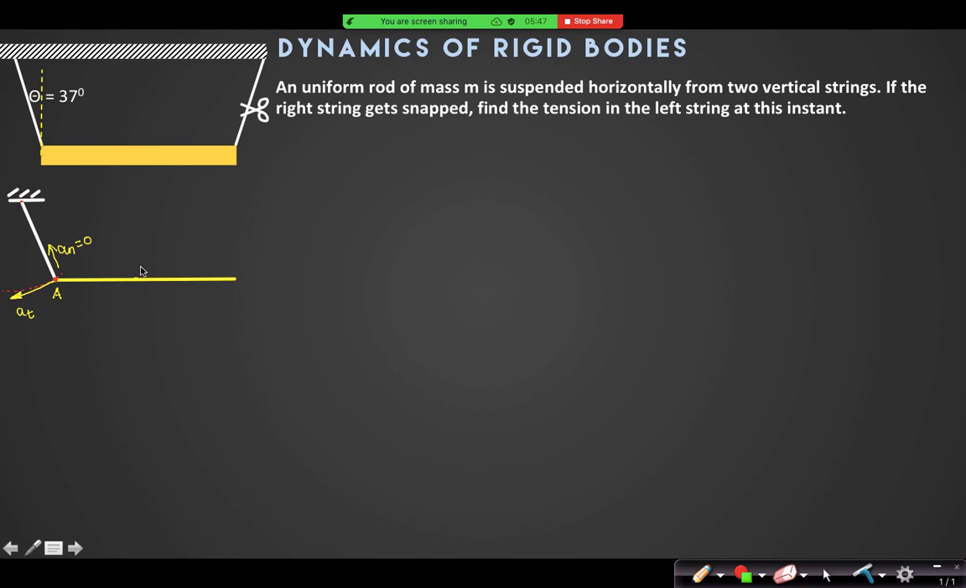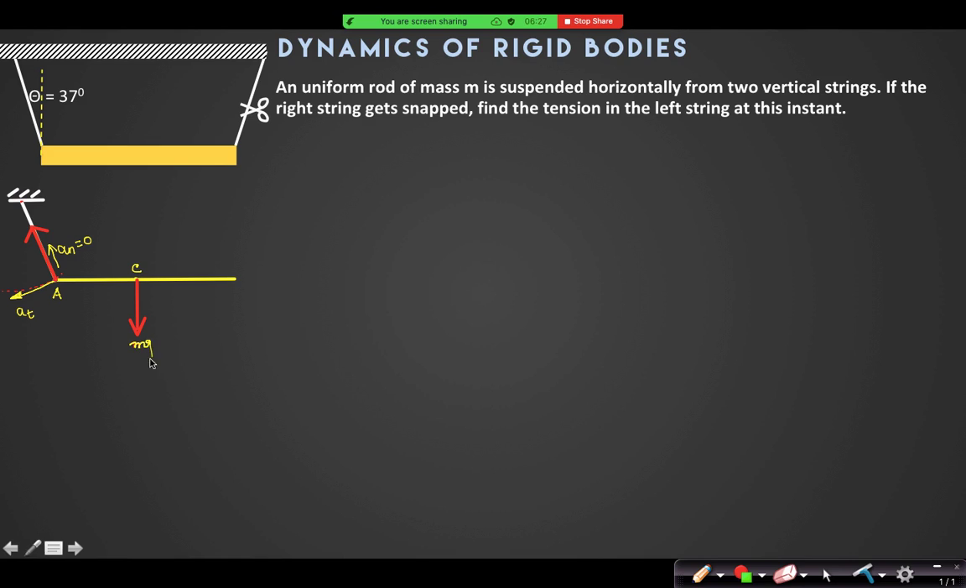Now I will talk about this point, which is the center of mass, and I can say that the forces on this rod are these two only. One is the tension T along the string. Another is the weight of the rod, mg, passing through this point. Now, can I take the torque about this point A, or should I take torque about point C? Which point will I choose? C. Yes.